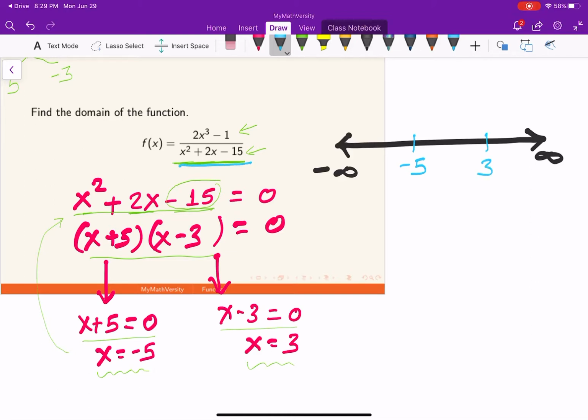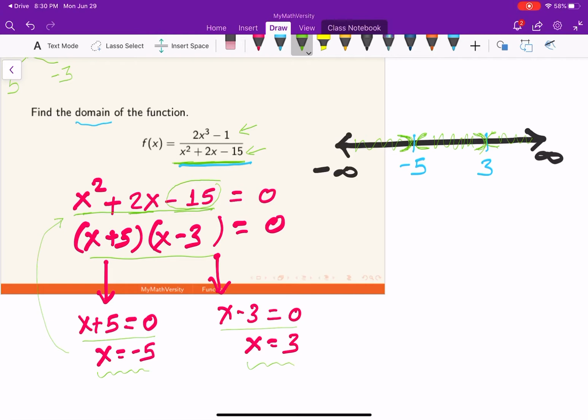So if that is the case, the domain of this function is all real numbers except negative 5 and 3. So we need to exclude those, so we can have parentheses on the left and right, so that we exclude negative 5, and all the real numbers between negative 5 and 3, excluding 3, because at 3 the denominator is 0, so we can also have parentheses on the left and right, and all the real numbers from 3 to infinity.